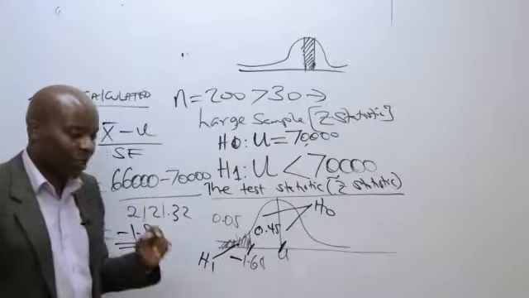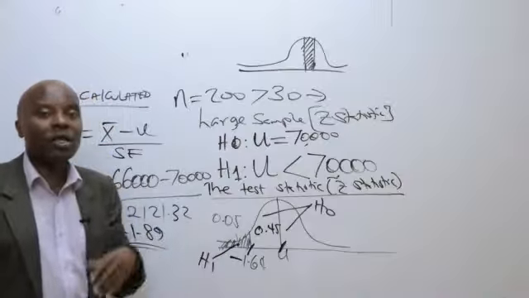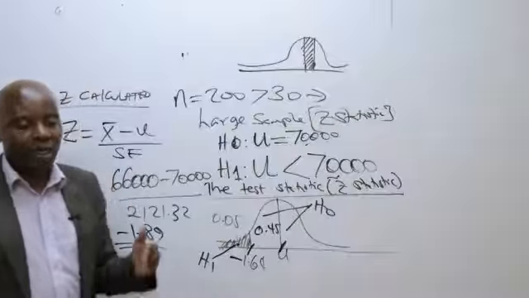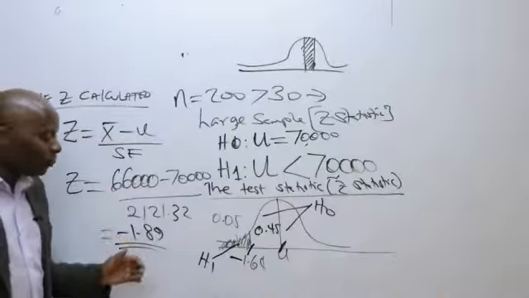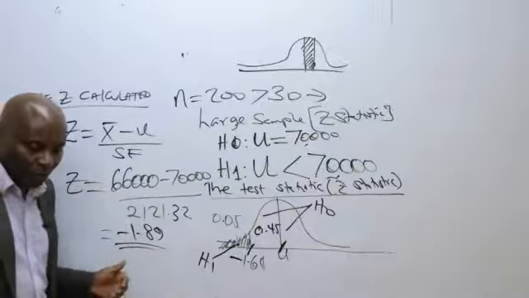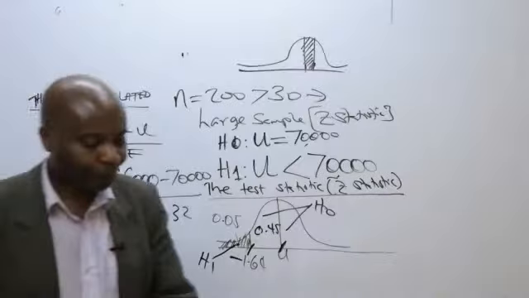Although for us at section 4, we don't go into those details. Yours is to tell us accept H1 or reject H0. That is what you're supposed to be telling us. The most important thing is to know where your Z calculated is falling: is it falling in the H0 region or H1 region?